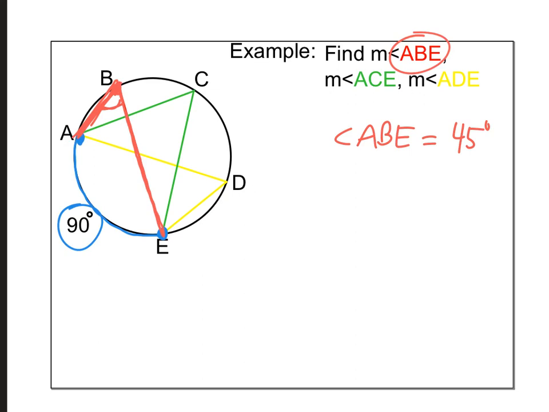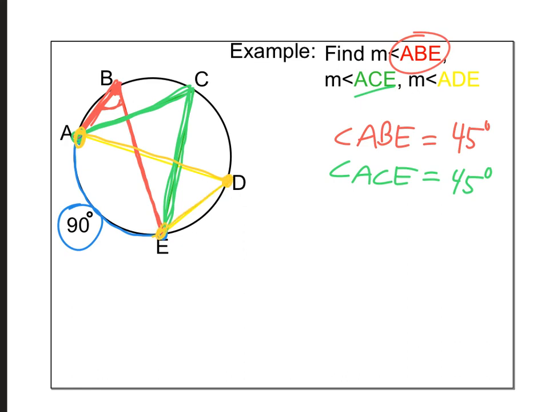Okay, and if you take a look at all three of these, look at the next one, angle ACE, right? It forms the same arc. Its endpoints of the arc are still A and E. So angle ACE is also 45 degrees. And then finally, the yellow one here, A to D to E. Again, same thing. It's forming the same arc. It's an inscribed angle, so its measure is also 45 degrees.